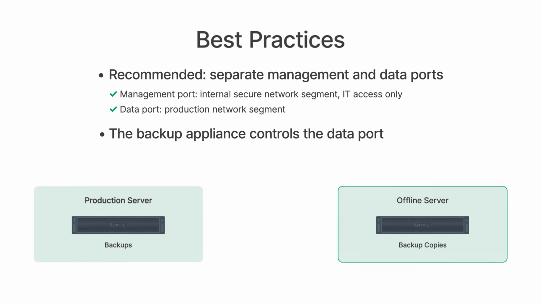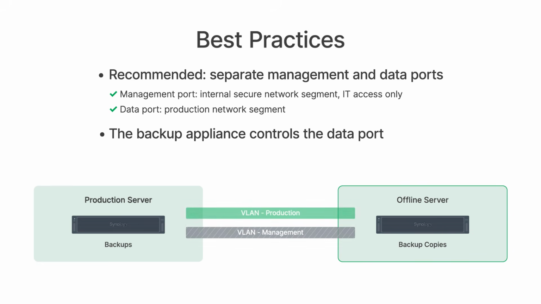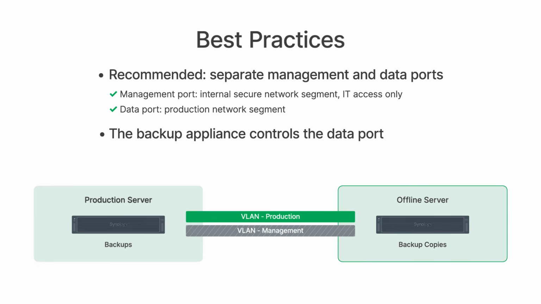Let's start off with some baseline knowledge of best practices for creating a backup server environment that has a production device and an offline server for housing your backup copies. Now, first off, it's recommended to have separate management and data ports on separate VLANs. Your management port is your internal secure network segment. It is for IT access only, and this is going to be how you actually manage your ActiveProtect Manager site. Your data port is your production network segment. That's going to be where the data is actually ingested into the specific backup server.